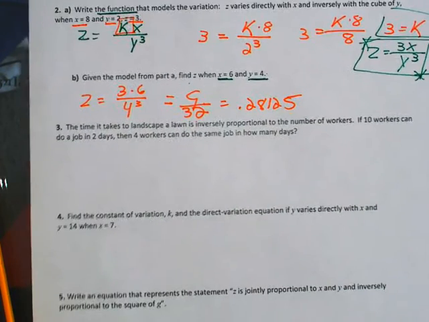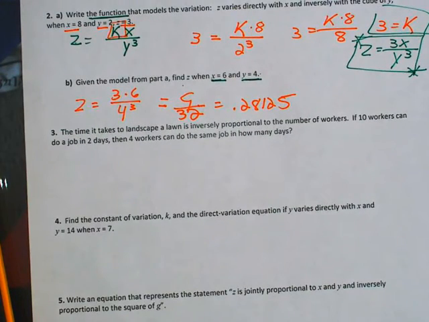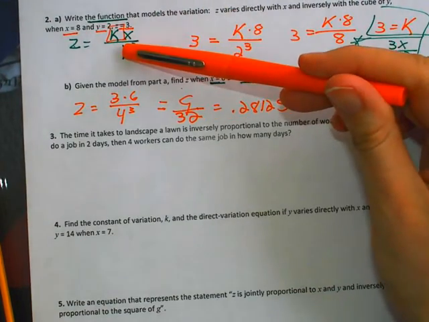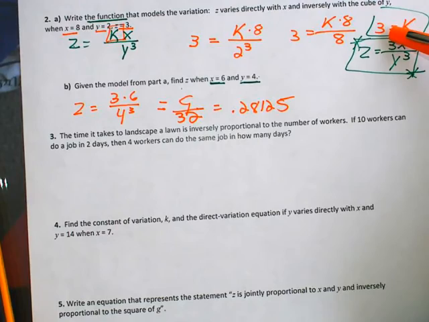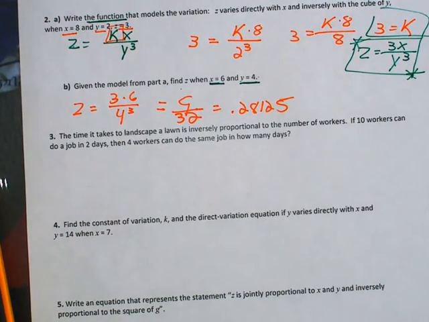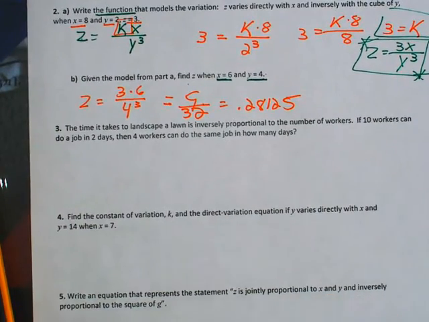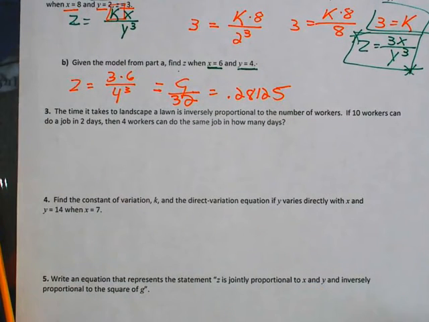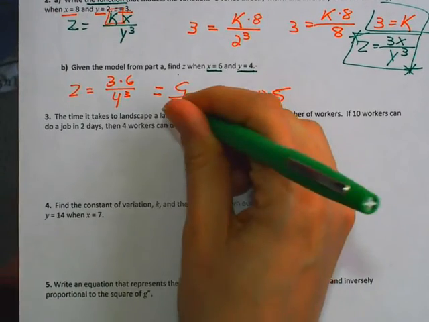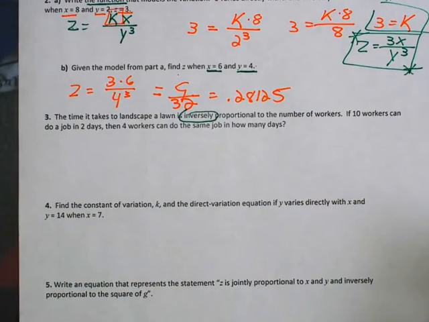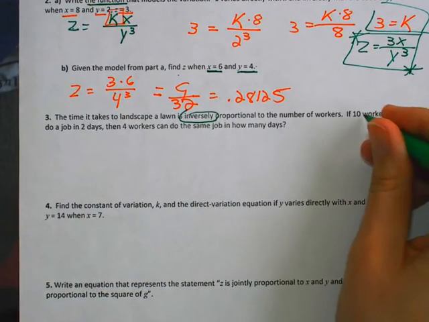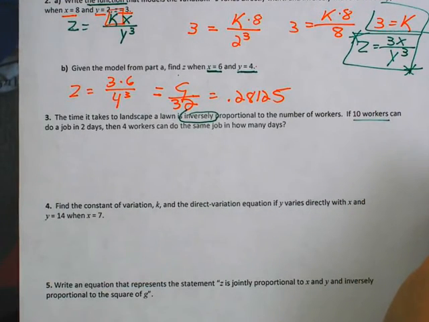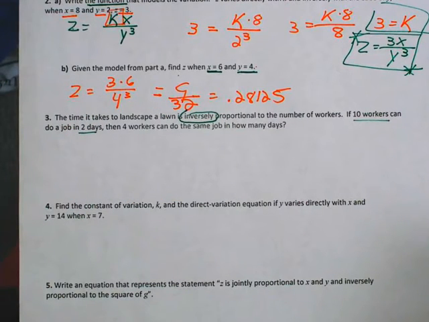Okay, the other thing on the test is you need to be able to read a word problem and go through these steps, setting up the equation, finding out what your constant is, and then answering whatever question that they've given you. Okay, so these do take multiple steps. So let's read the first one. The time it takes to landscape a lawn is inversely proportional to the number of workers. If 10 workers can do a job in 2 days, then 4 workers can do the same job in how many days?